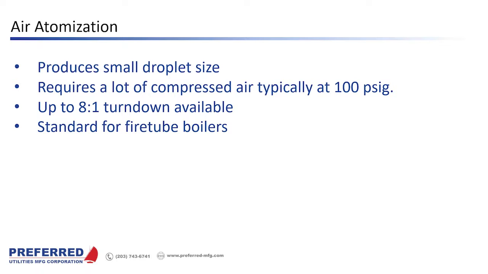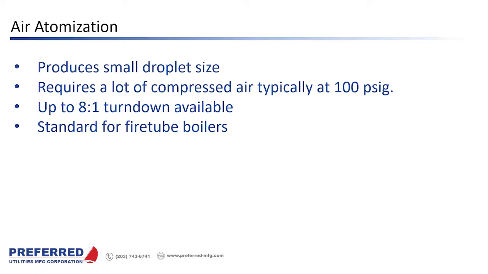In terms of atomization quality, air atomization is second to steam atomization. It requires a lot of compressed air, typically at 100 psi. 8-to-1 turn down is available on compressed air, just like it is with steam atomization, and it's pretty much the standard for fire tube boilers. Air atomization is also easier to use and easier to automate.